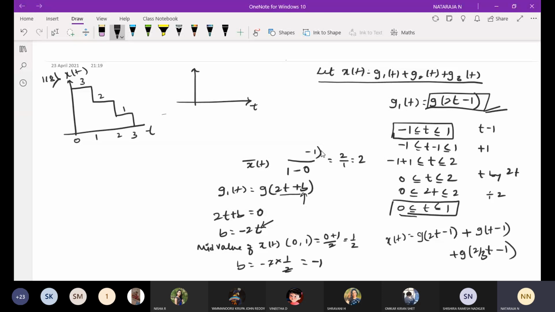See, they can change the limits and they can change the x of t. However they want, they can change 0 to 2. Use the same procedure, 100% you will get the answer. Don't worry. Try this problem. x of t will be split as usual in the same way. First case 0 to 1, second case 0 to 2, third case 0 to 3.